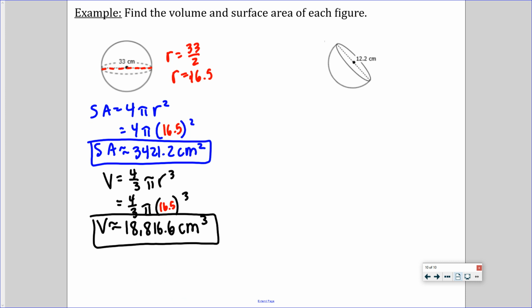Hemisphere, I had you fill this one in on your table. I mentioned that a lot of people think it would just be half of the surface area of a sphere, but it's not, because now we have this portion right here that we also have to calculate in the area. So I do half of 4 pi r squared, which is 2 pi r squared, but then I have to add in the area of that circle, which is another pi r squared. So the surface area for a hemisphere is 3 pi r squared.